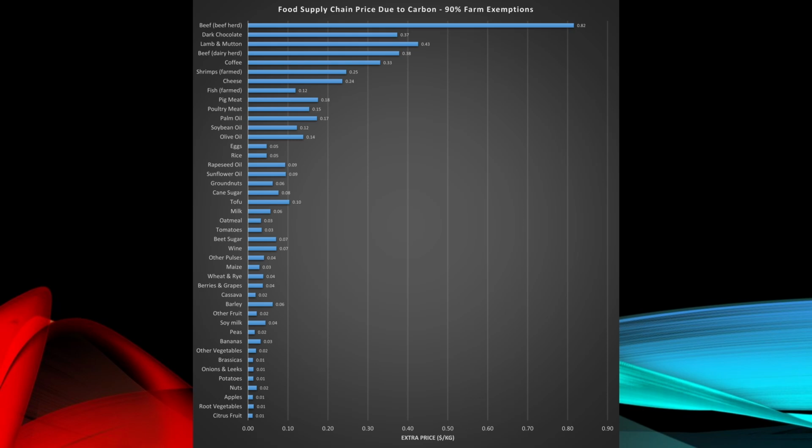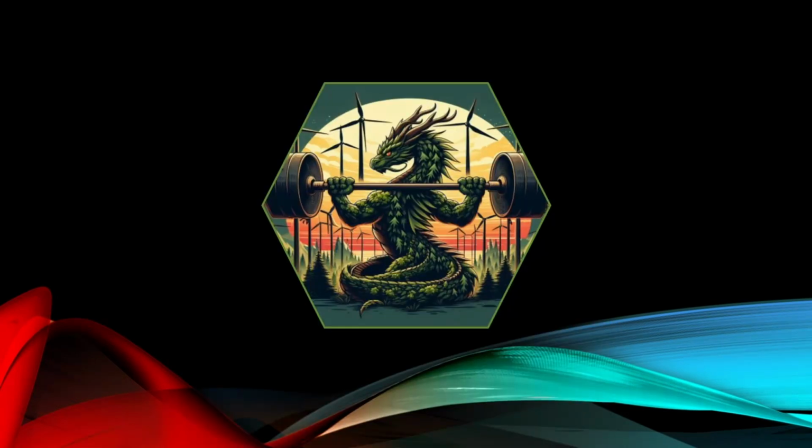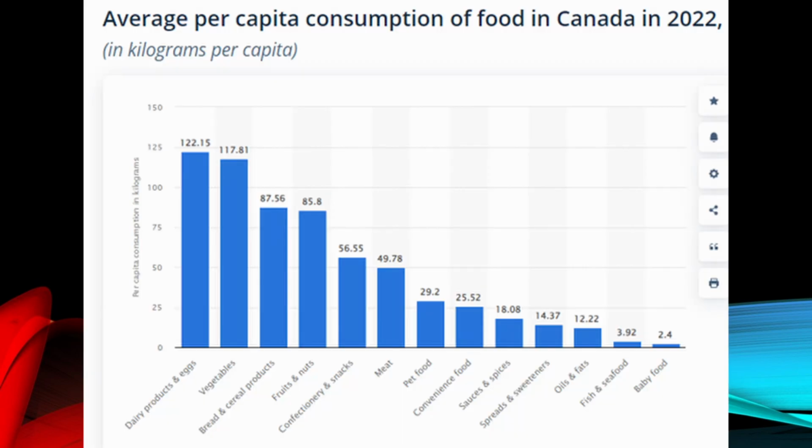Now look what happens when we exempt 90% of the farm emissions. The meats see a drastic reduction in their costs, beef down to 82 cents a kilo, and apples drop to 1 cent a kilo. With this in mind, my peach example may have been an over-exaggeration of the cost, not an under-exaggeration. In order to better compare this to Tombe's analysis, let's take the average per capita consumption of food in Canada, shown here, and then apply it to what these costs are.